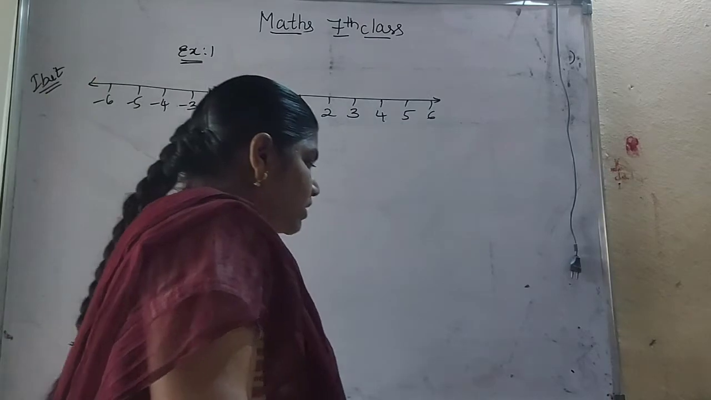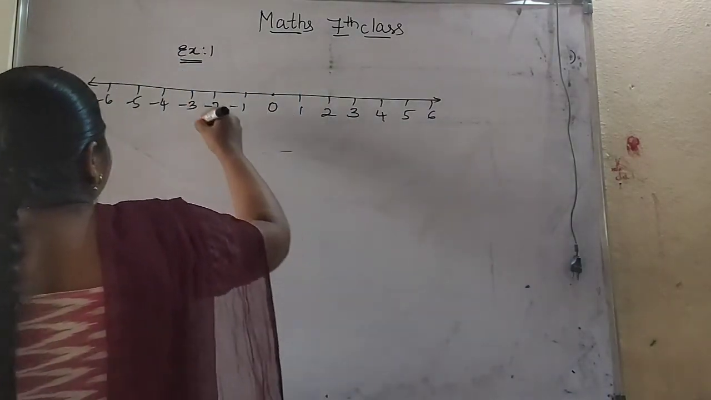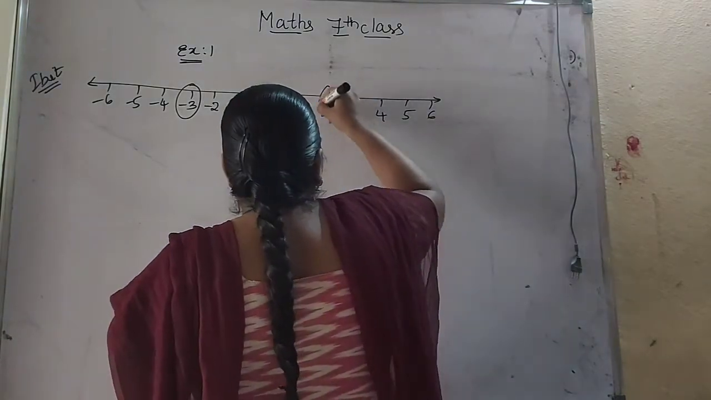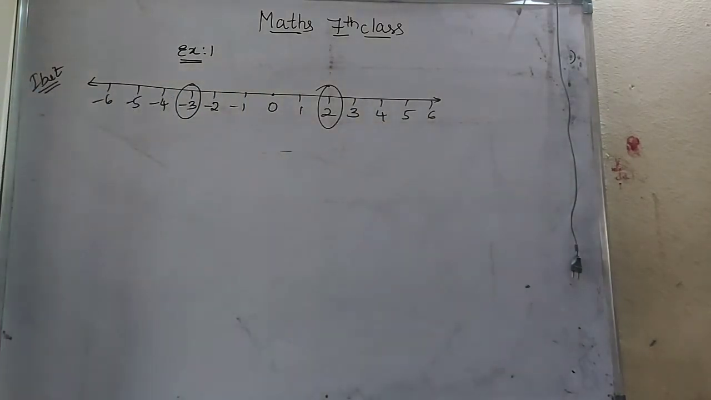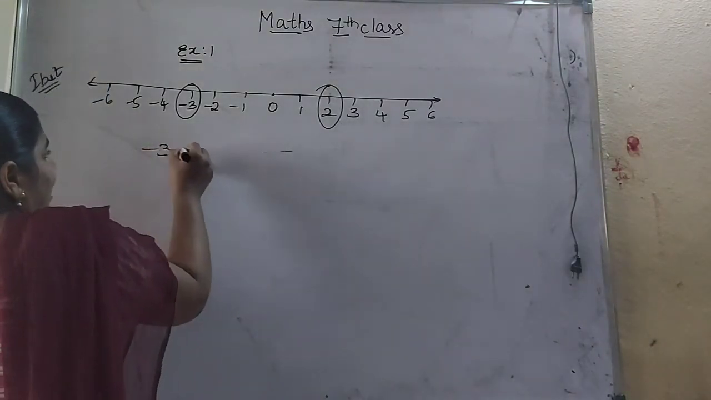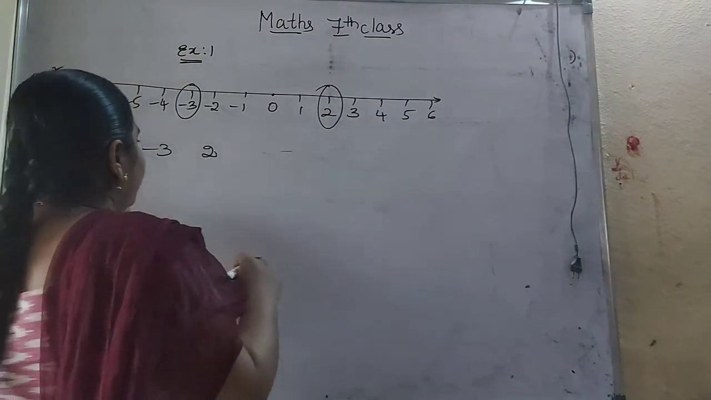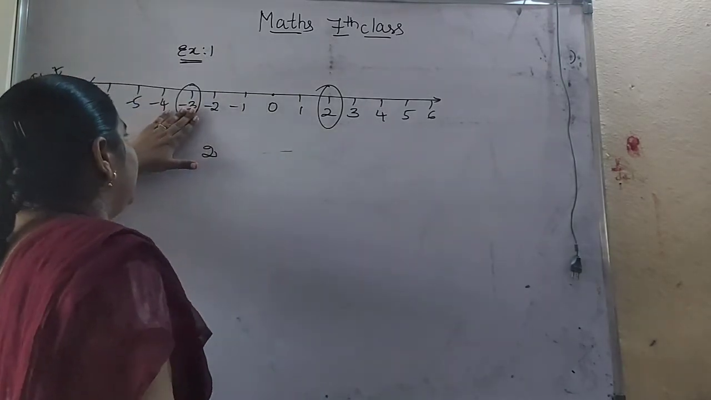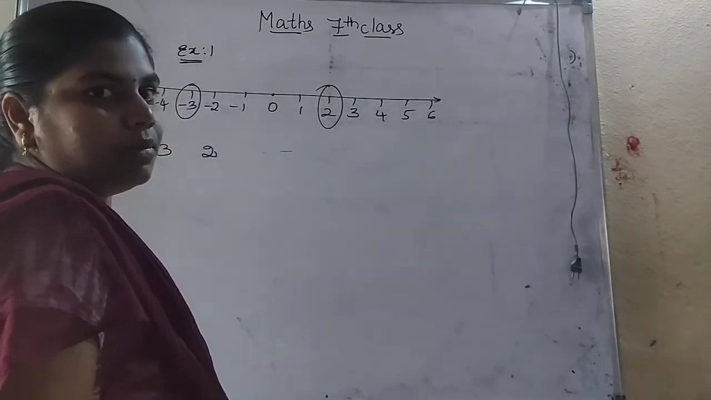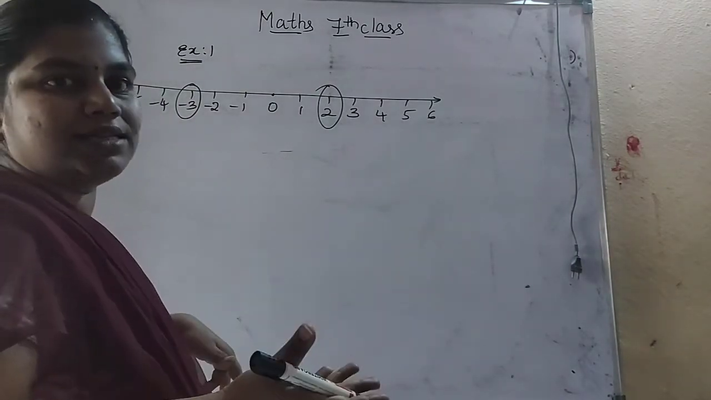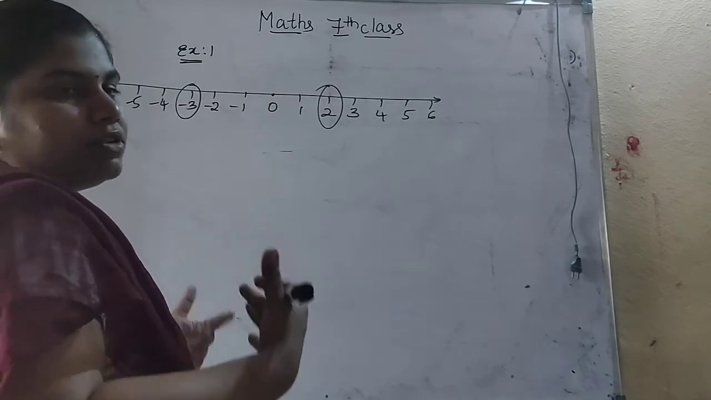Okay, so which numbers have they marked? They have marked minus 3 and also 2. So we just have to compare minus 3 and 2. As I already told you, 2 is lying on the right side of a number line and minus 3 is lying on the left side. So I gave you a note point that the numbers lying on the right side will be greater than the left side numbers.